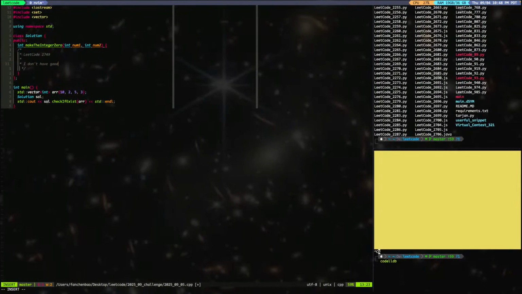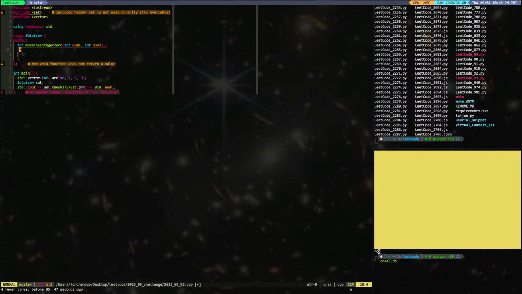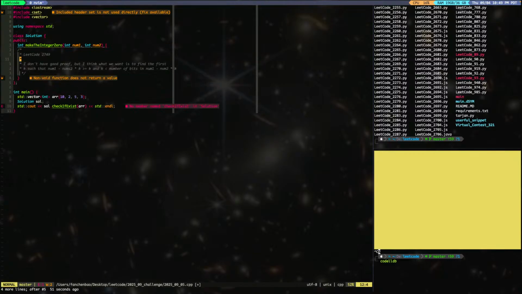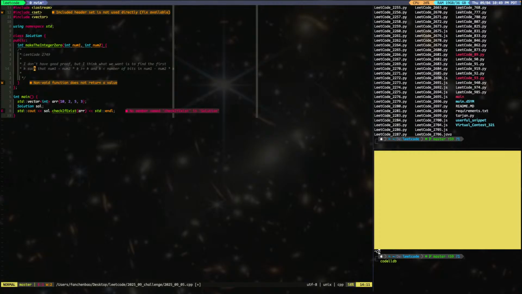I don't have good proof, but I think what we want is to find the first k such that num1 minus num2 times k is larger or equal to k, and k is smaller or equal to the number of bits in num1 minus num2 times k.